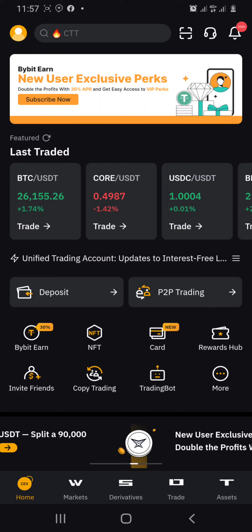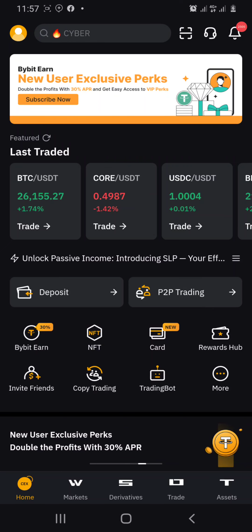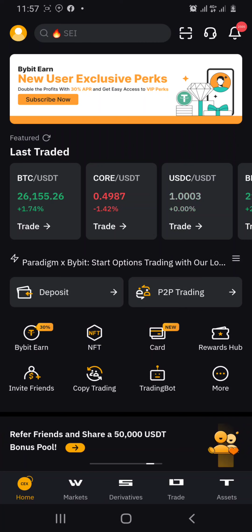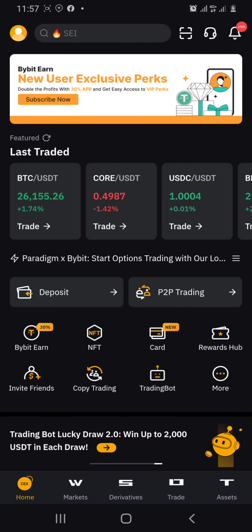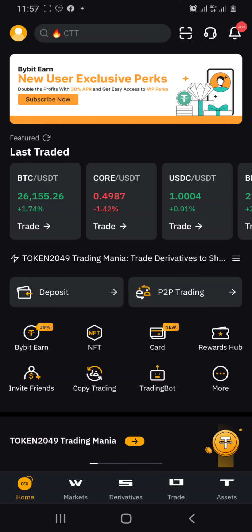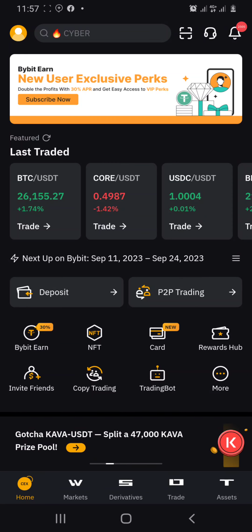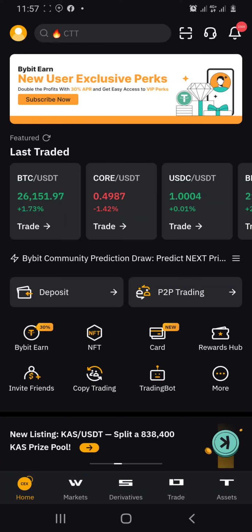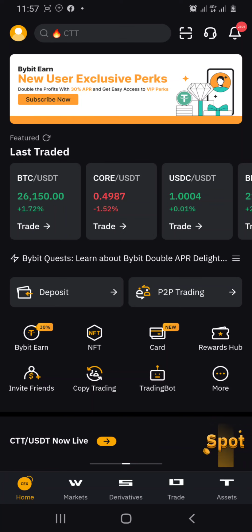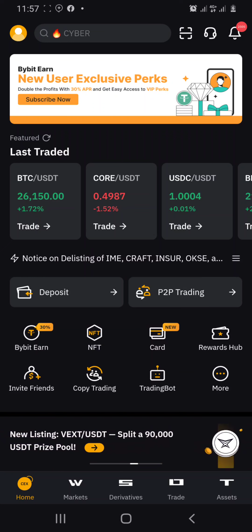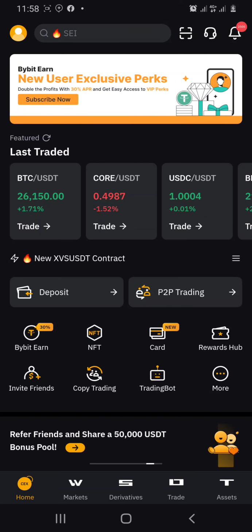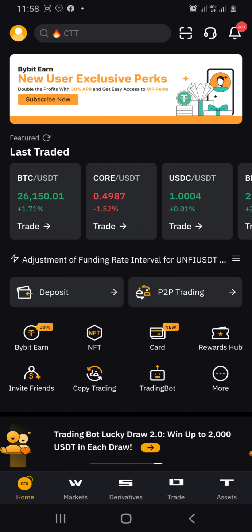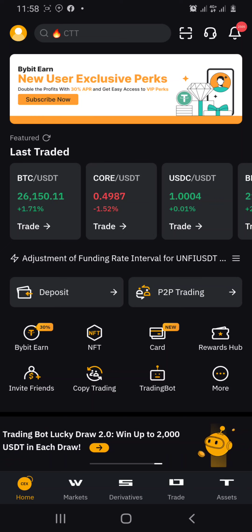Hey guys, today we'll be discussing how to successfully trade futures on Bybit. Although the name has been changed to derivatives, so we'll be using futures or derivatives in our terms. Okay, the last time we discussed how to successfully trade on Bybit P2P, and today we'll be using our $50 to trade futures.